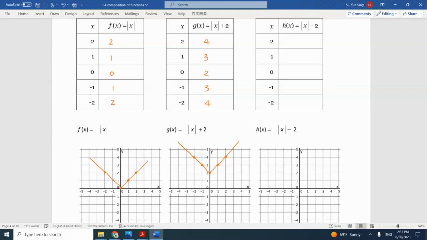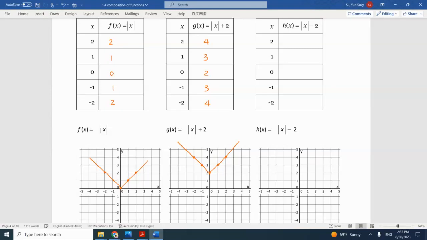So this is the absolute value of X plus 2. Actually, you can see the picture. What do you do to it? Raise up 2 units. Right, everybody? Shift up 2 units.